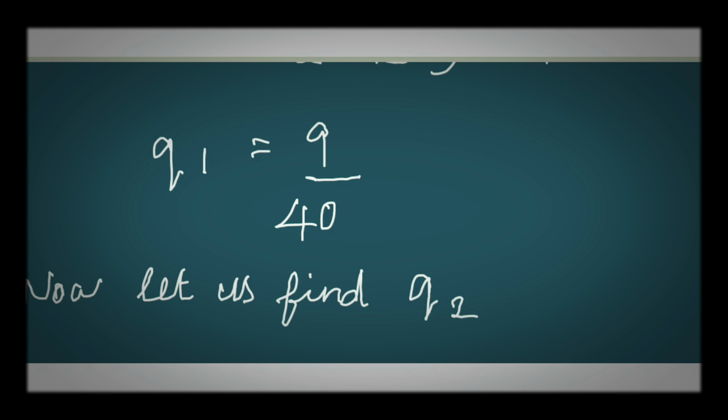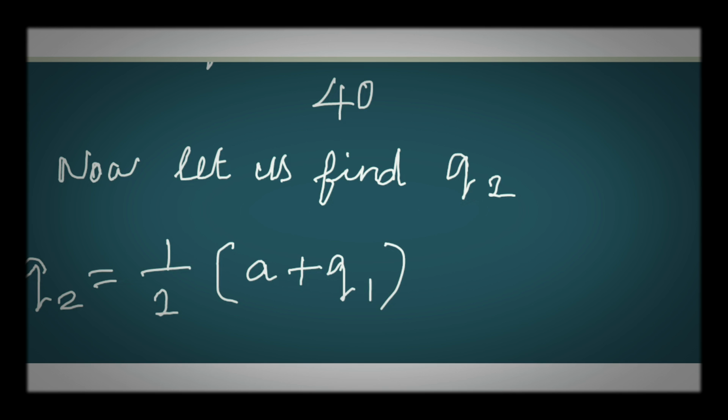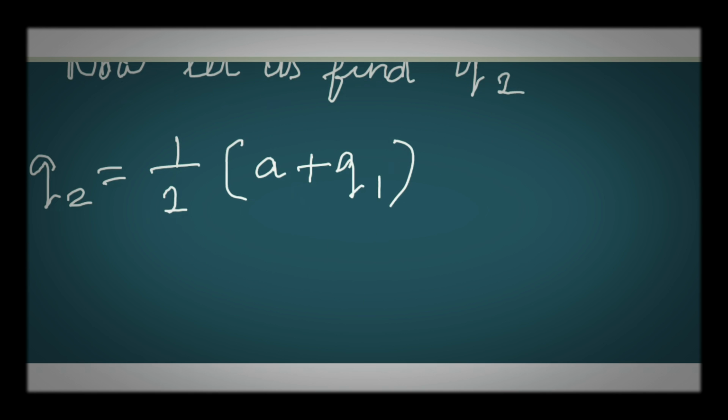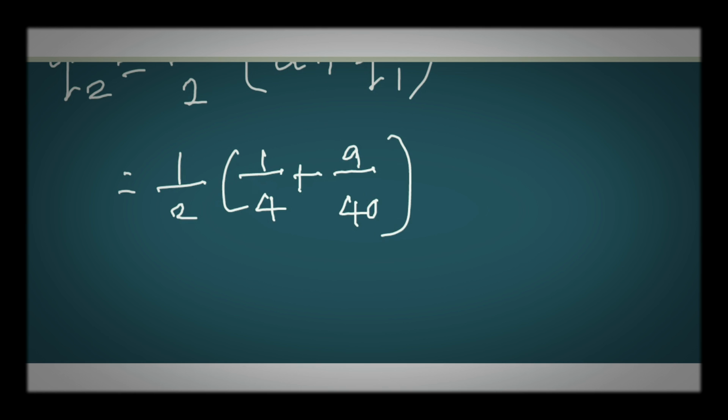Now let us find Q2. Hope you will understand for the next variable. What is the formula for Q2? Same formula, that is 1 by 2 within bracket A plus, and what we found as Q1. Just replace B with the value Q1. So it is not A plus B; instead, whatever value we found, we have to write that variable. So 1 by 2 within bracket, what is the A value? It is 1 by 4 plus 9 by 40, which we found was Q1, right?